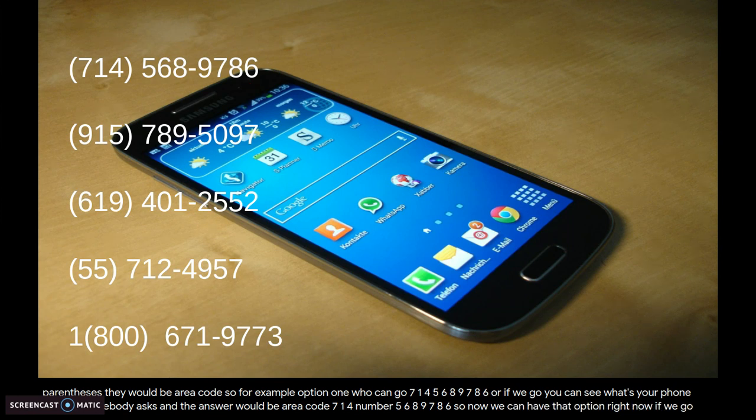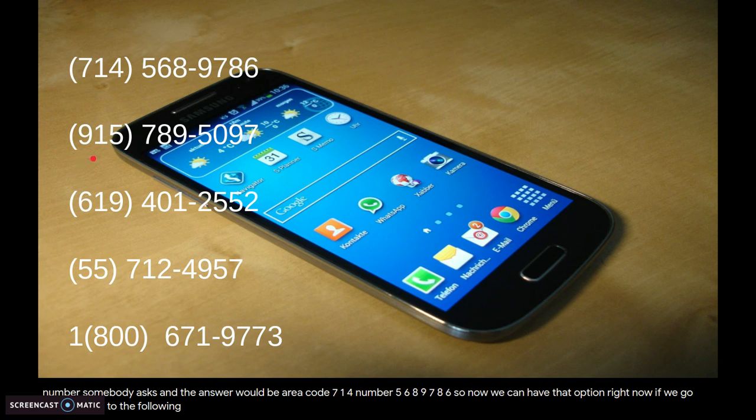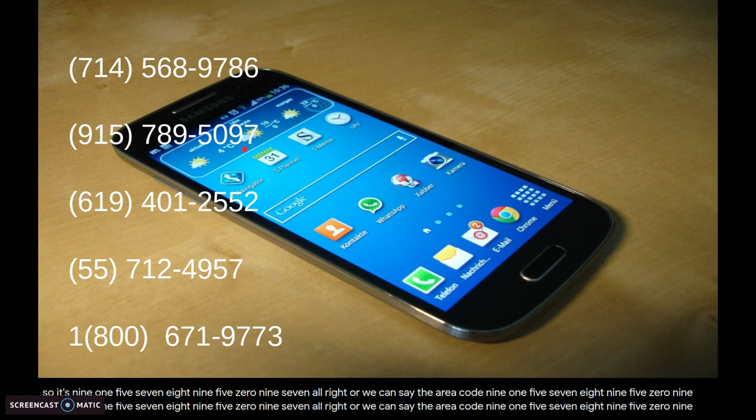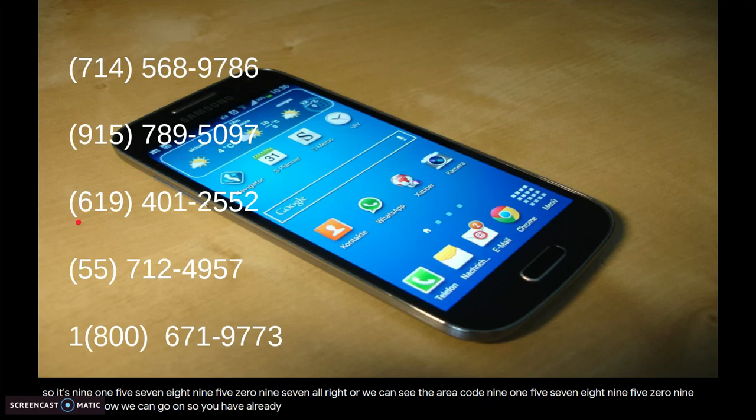Now, if we move on to the following, we can say, what's your phone number, Rick? Or what's Rick's phone number? Imagining that I have Rick's phone number. Oh, it's 915-789-5097. All right? Or we can say area code 915-789-5097. Okay? Now, we can go on. So you already have those both perspectives.